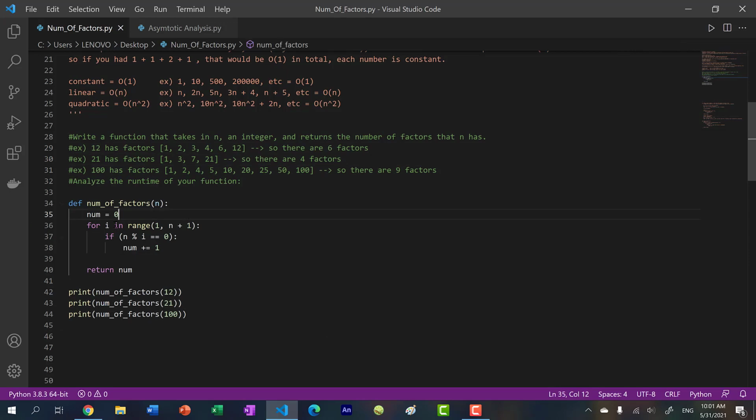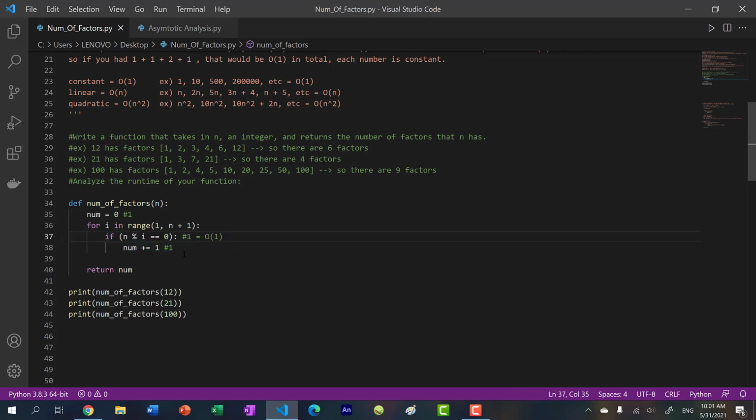So to start off, we have a running total that we're going to return. So this is constant. And over here, we have a conditional statement. Inside the conditional statement, we are doing modulus as well as equality. So this is constant for the conditional statement. And within that conditional statement, we have an addition. So this is also constant. So we can say that this conditional statement is constant. It is O of 1.